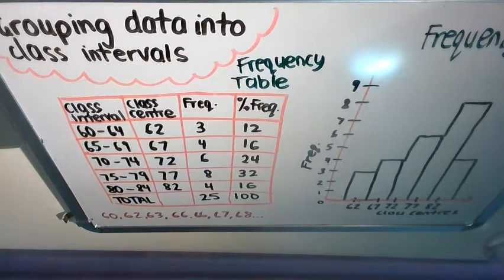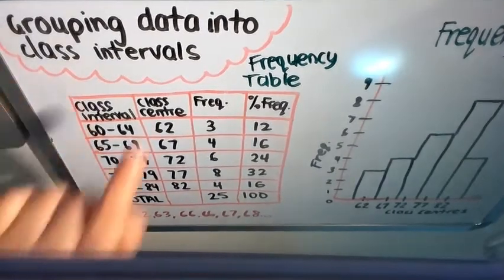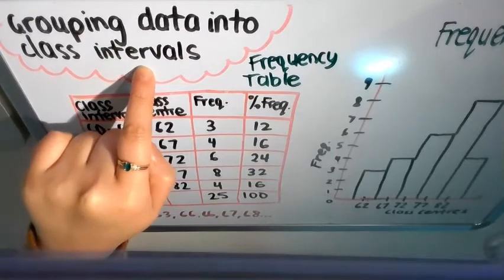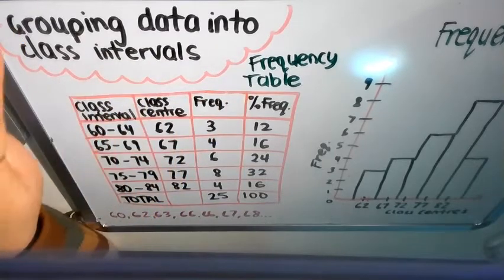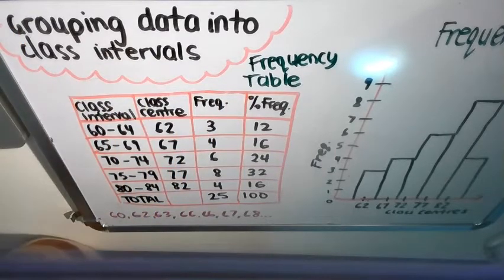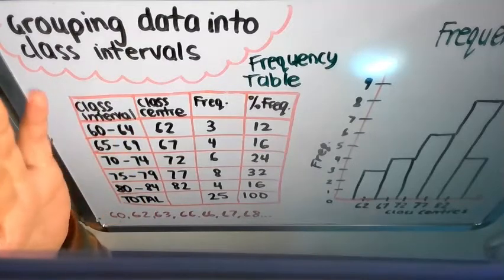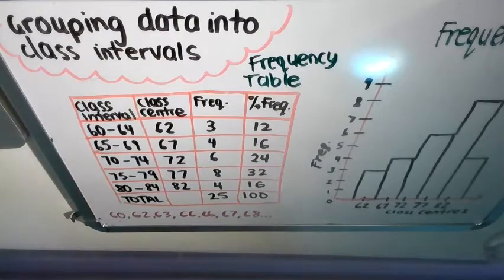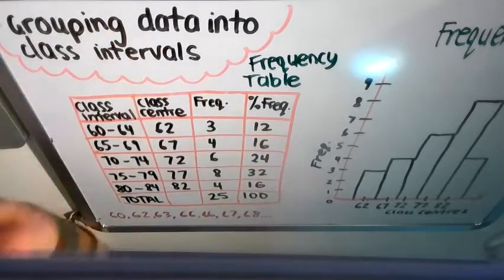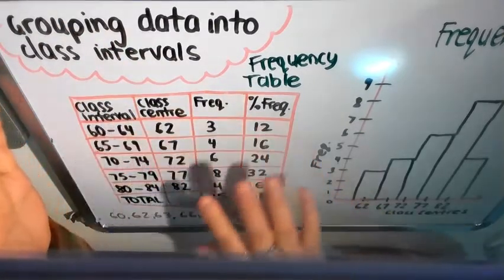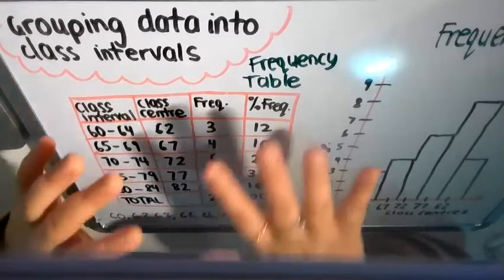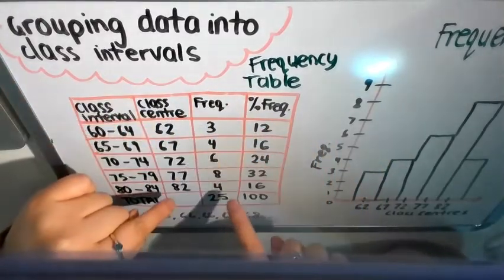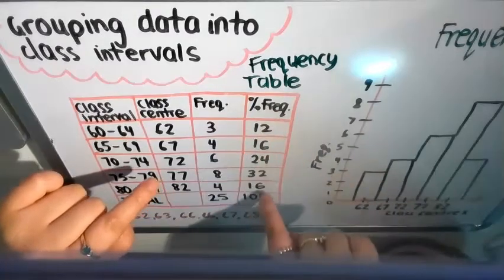Today we're learning about how to group data into class intervals. This topic is about how we deal with so much data. Usually, when we have a small amount of data, we can organize it easily into a table. We list the scores, write the tally and the frequency, and sometimes a percent frequency.